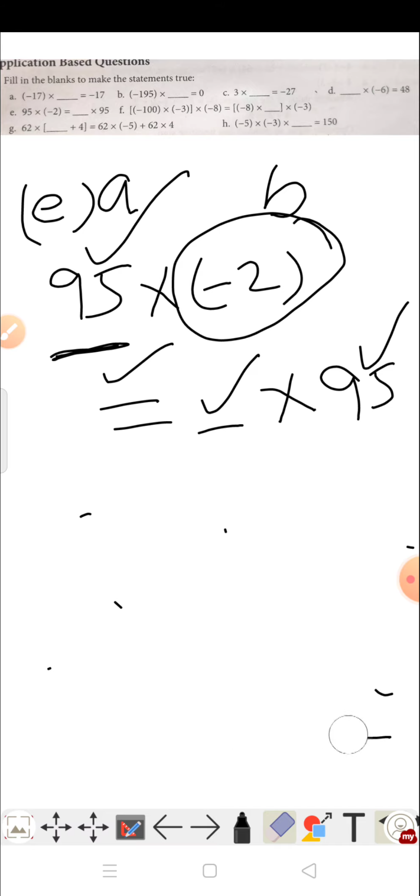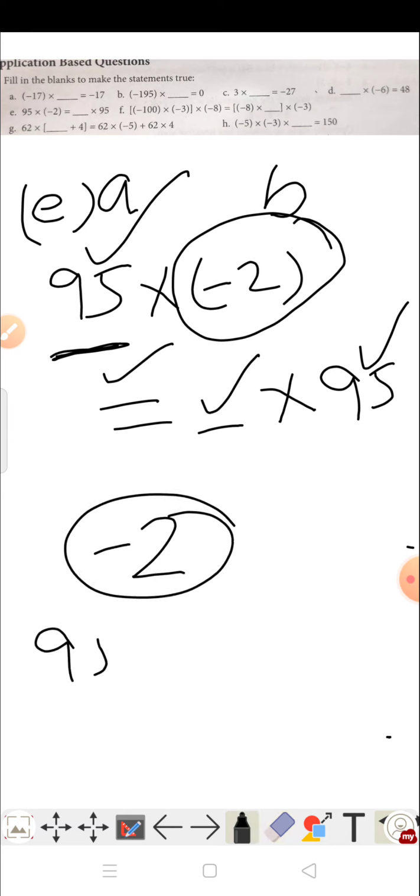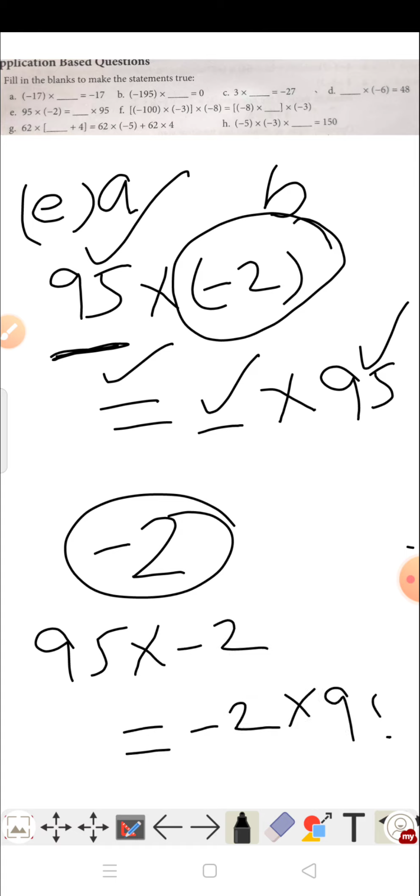So what do we have to put in the blank? We have to put minus 2, because 95 multiplied by minus 2 must be equal to minus 2 multiplied by 95, and this is the commutative property. Clear? So the answer of E part is minus 2. Clear? Now we will solve our F part.